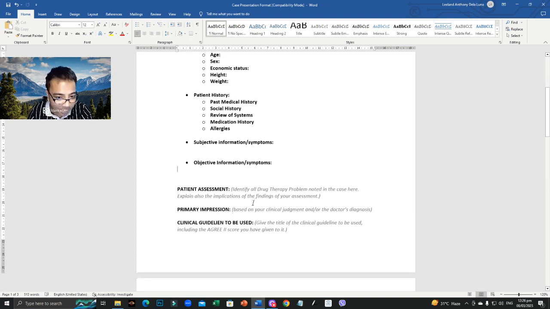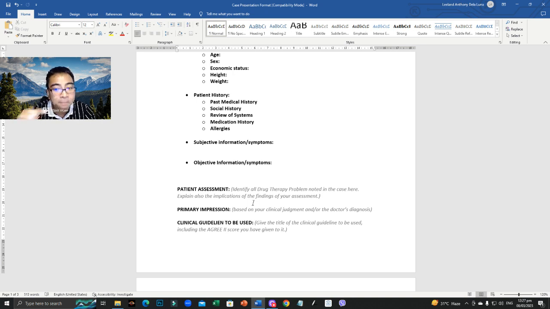Now, for patient assessment, class, here you have to identify the drug therapy problem. So 7 lang naman yon, I'm sure alam nyo na to. Please lang, class, drug therapy problems, only the 7 drug therapy problems. You don't have to write here drug interaction. Kasi kung drug interaction, either dose too low, dose too high, adverse drug reaction, yun lang.